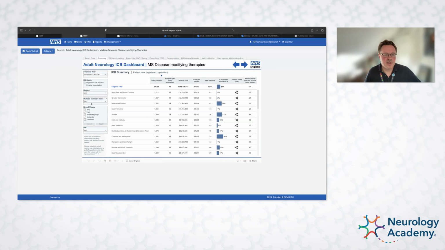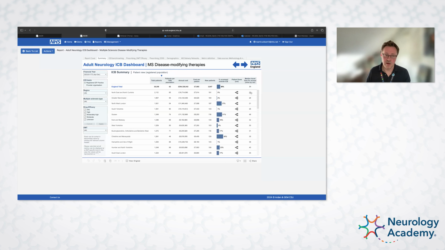So these are different ICBs, how many patients are on DMTs, what percentage of that is per the population cost, and then something about what percentage of people are accessing that outside their own ICB, and also translating that into actual travel time.